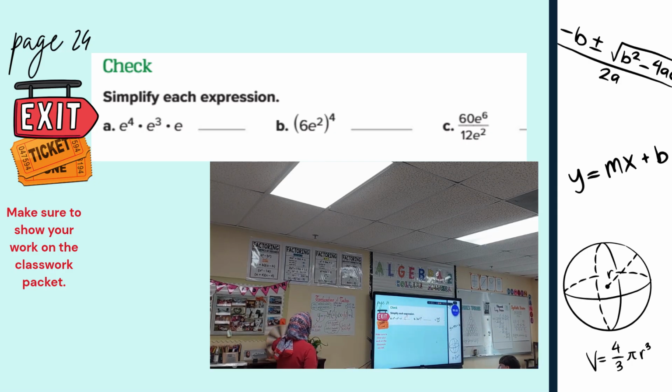Okay, for the next one, number 13. Okay. One more. Number 22. Okay, you got 1,296, which is 6 to the 4th power. Perfect. And e squared to the power of 4, which is e to the 8. Okay, good job. Thank you.